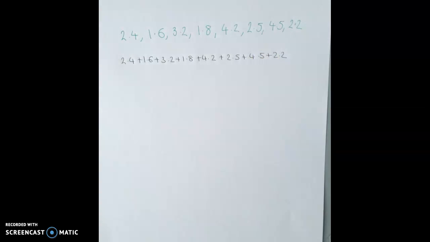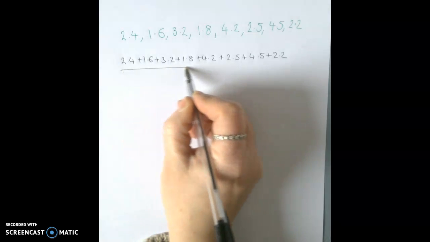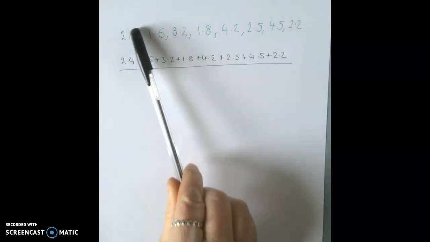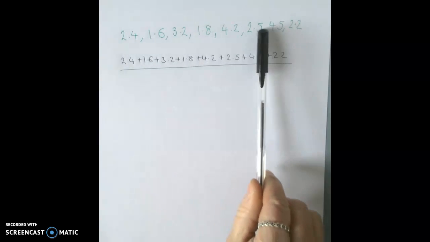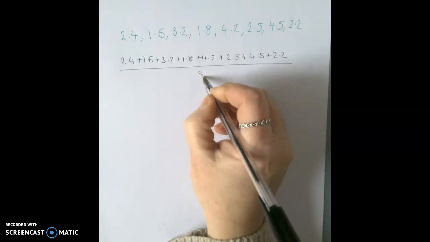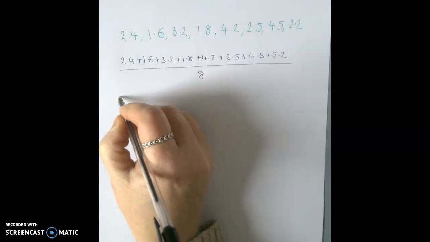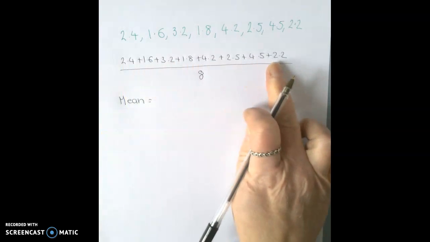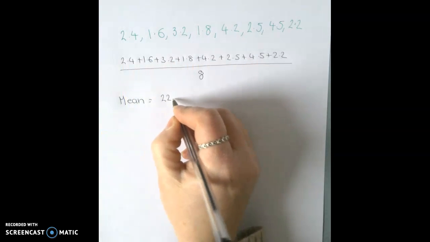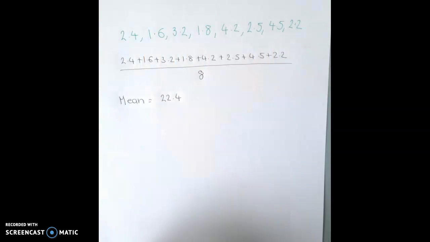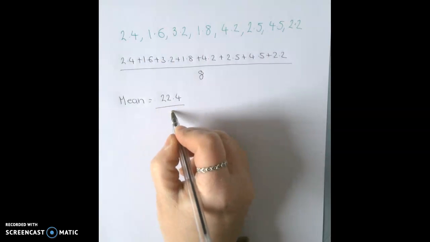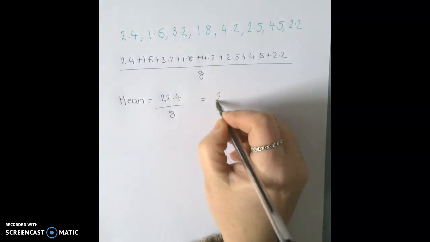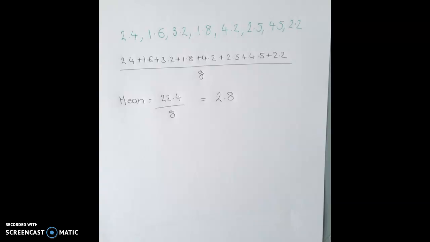And then we have to divide that by the number of values in our data set. And there are 1, 2, 3, 4, 5, 6, 7, 8. So we divide this by 8. So the mean is all this totaled up, which is 22.4, divided by the number of values in our data set, which is 8. So that gives us a mean of 2.8.